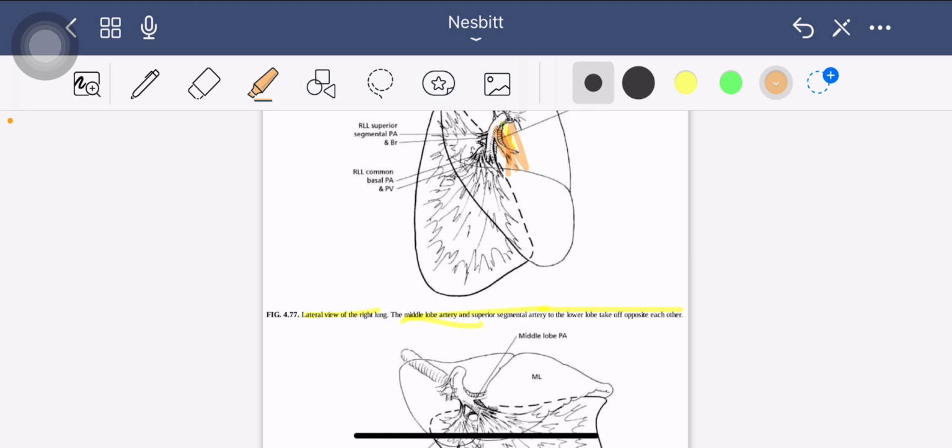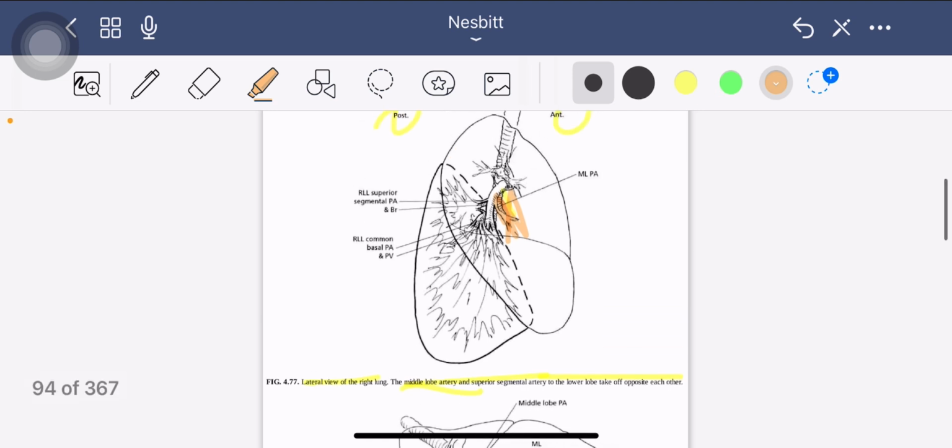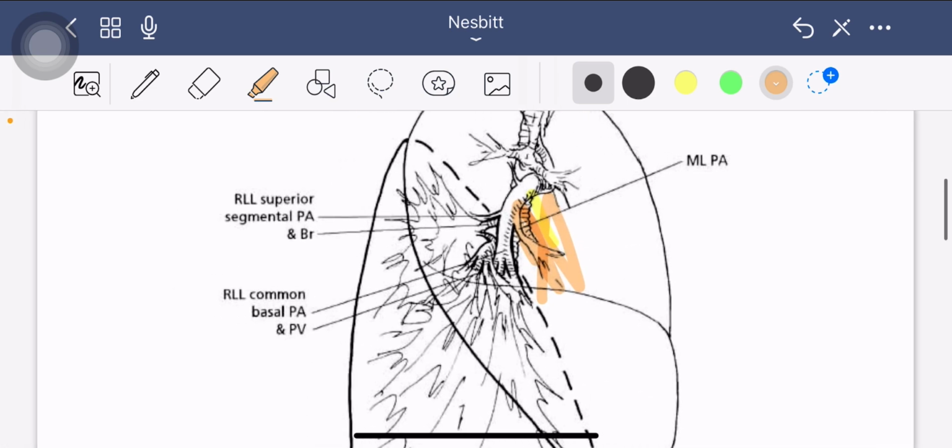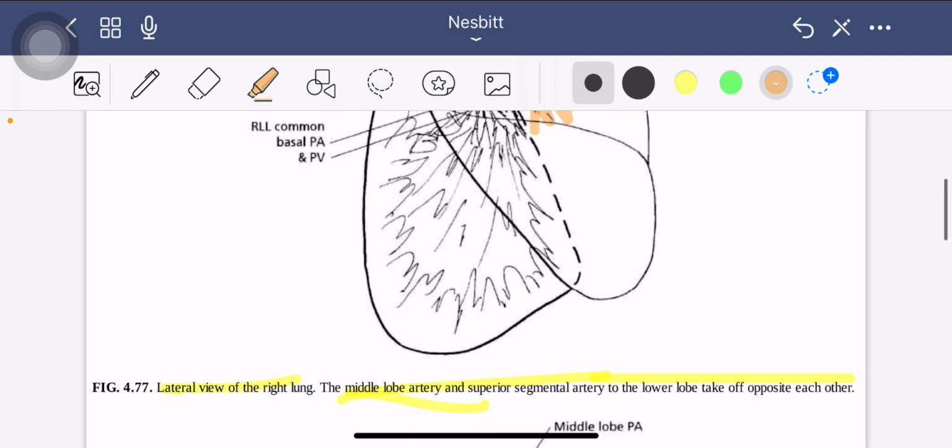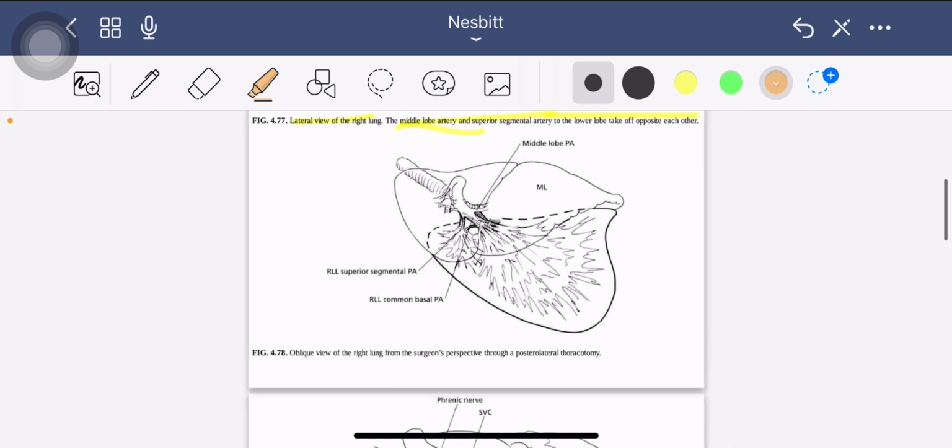So where is the middle lobe artery? This is the middle lobe artery and this is the superior segmental artery of the lower lobe. The middle lobe artery and the right lower lobe superior segmental artery are opposite to each other.